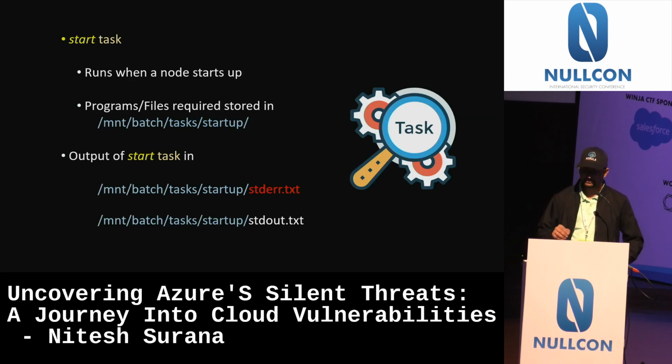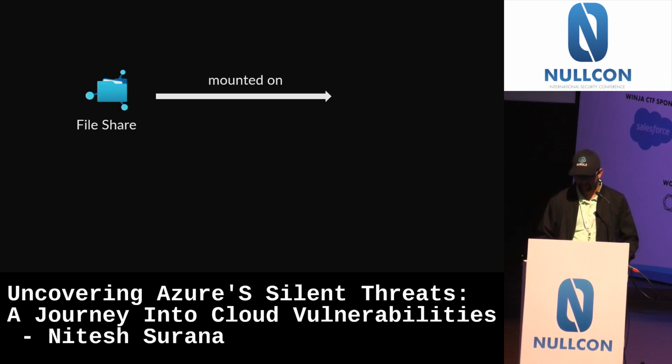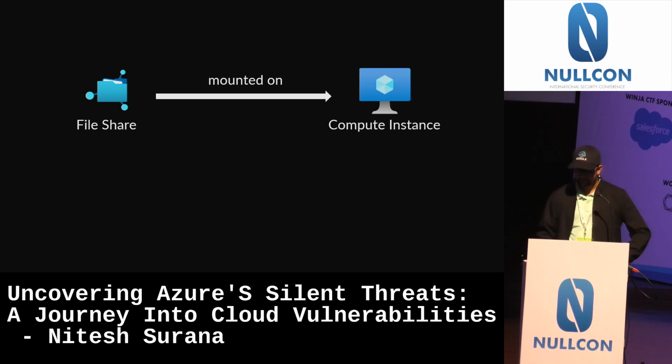So in Batch, you have a concept of a start task. The start task runs when a node starts up, and the files, the configurations, and the output of the task are stored in the path in blue. The error logs and the output logs generated based on the output of the start task are logged as well in standard error and standard out. As we previously saw, the file share is mounted on a compute instance. So we had a question: how is the Azure file share being mounted on the compute instance?